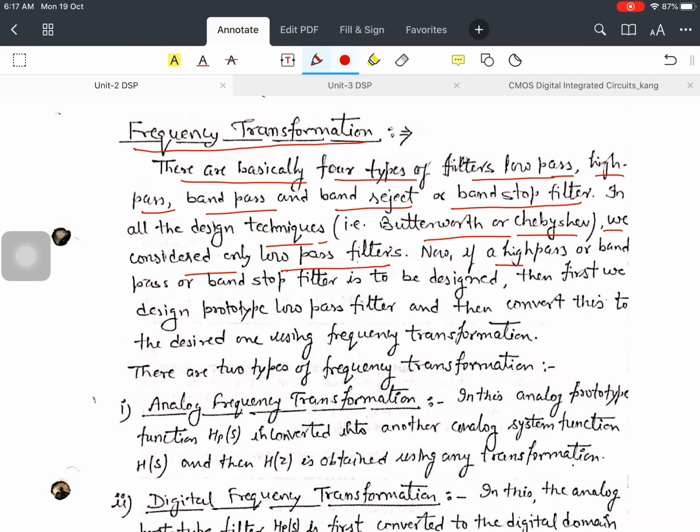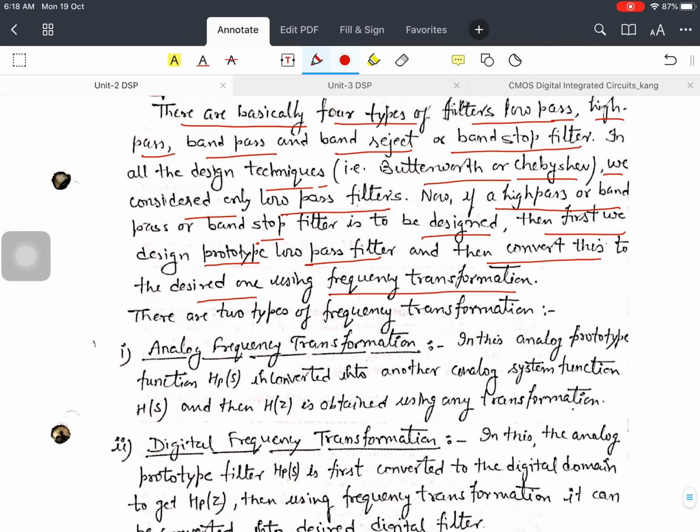Now if a high pass or band pass or band reject filter is to be designed, then we just design a prototype low pass filter and then convert it to the desired one using frequency transformation. Because we already read about low pass filters, it would be easy for us. Okay, so there are two types of frequency transformation.